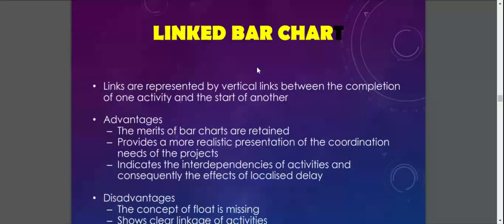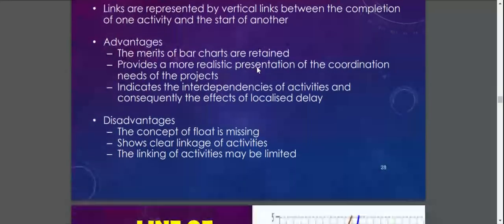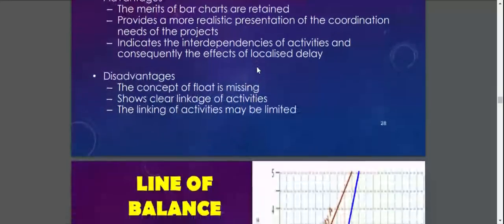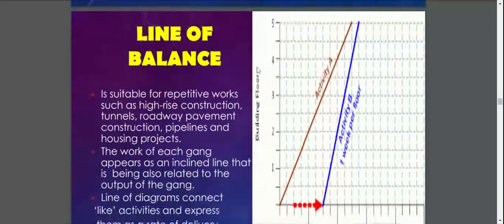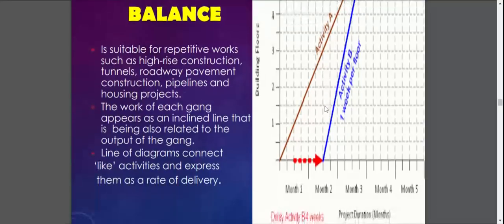Okay, this is a line bar chart. This one I just skip. You just read through this one, because it shows the line of balance, which is suitable for repetitive work such as high-rise construction, tunnel, roadway pavement, construction pipelines, and housing projects.